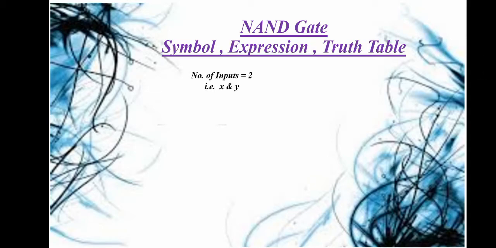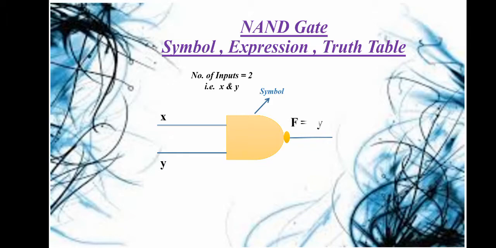Here, coming towards the symbol, first of all two inputs are there, x and y, so we will take two inputs. Then as it is a combination of AND and NOT gate, first of all we will make the AND gate and then a small circle that will represent the NOT symbol. This is the symbol of NAND gate. And for the output, we will represent the output with the expression f is equal to xy not, meaning AND and its not.